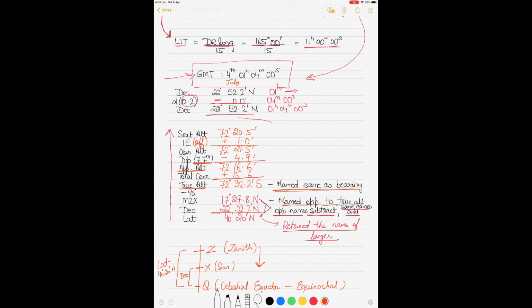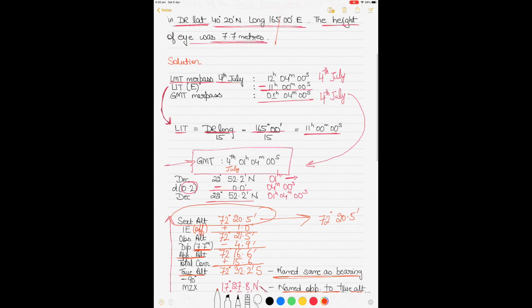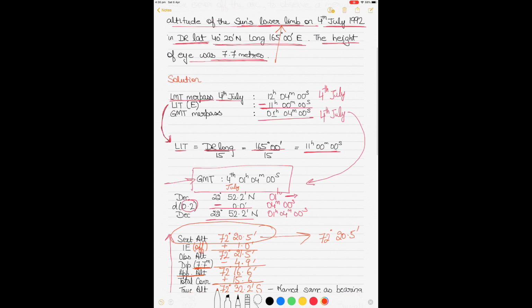Alright, so your approximate altitude to set on the sextant will be 72 degrees 20.5 minutes. So I hope this question was a bit different and a bit interesting for you, because it requires you to think a bit differently from how you have been thinking so far.